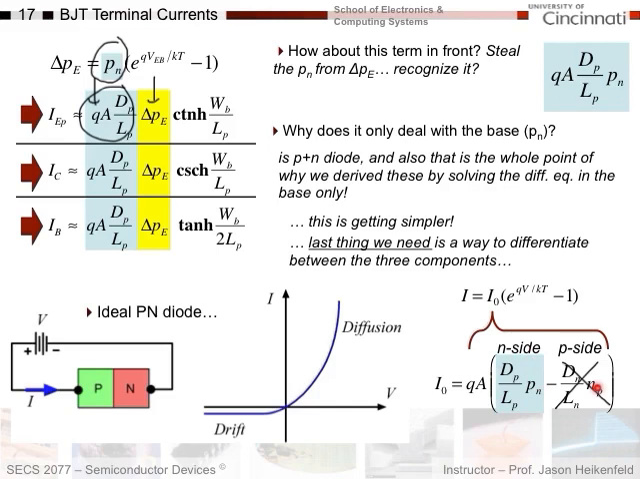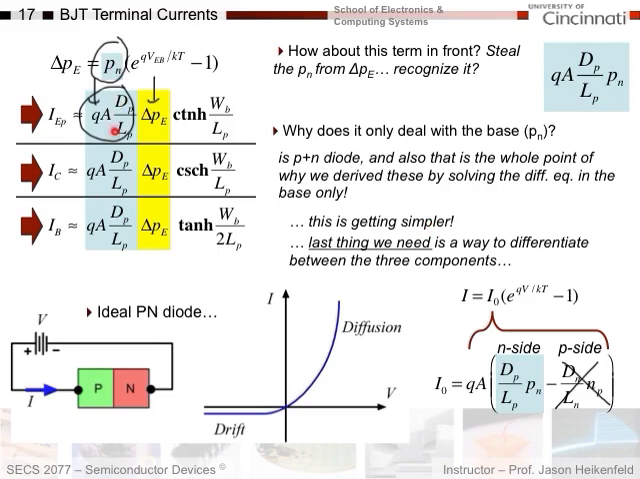And the other reason why this should make sense is the whole thing we did when we derived currents for the BJT is we derived them for a diffusion current equation in the base only. If we did all the derivations in the base, it kind of makes sense that it should be dependent on parameters in the base, right? And so at this point, this is getting simpler, okay? We've got this term and these terms out here, which I, again, steal the P sub N from delta PE, and it looks like I naught.